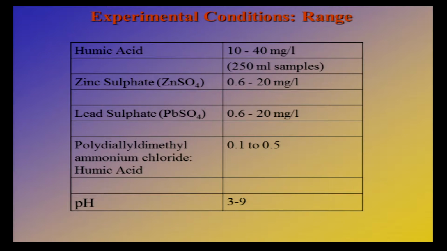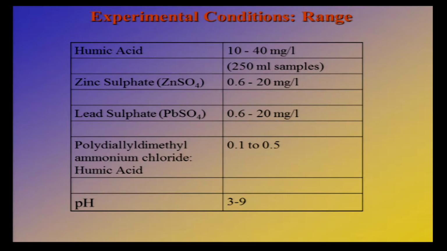So these were the test experiments we did. You can see humic acids, we used ranges from 10 to 40 milligrams per liter. These are typical concentrations that you might find in water that's coming from upland mountainous areas. Zinc sulfate and lead sulfate, again, we tested them in the range from 0.6 to 20 milligrams per liter. This would be a typical value.